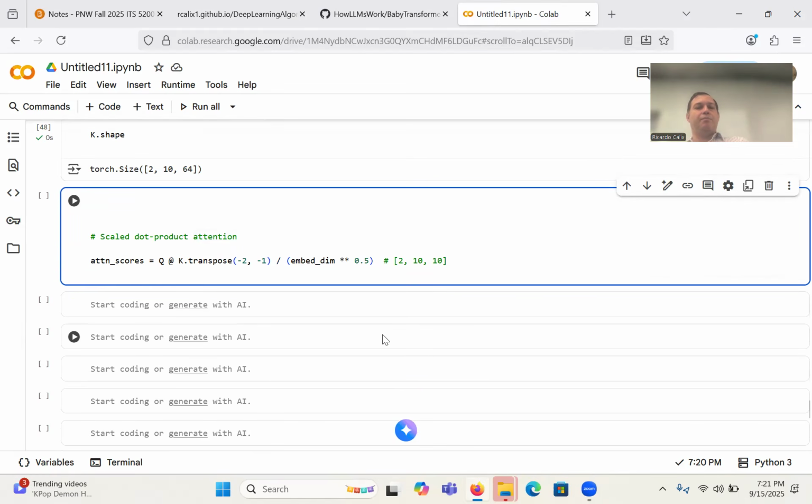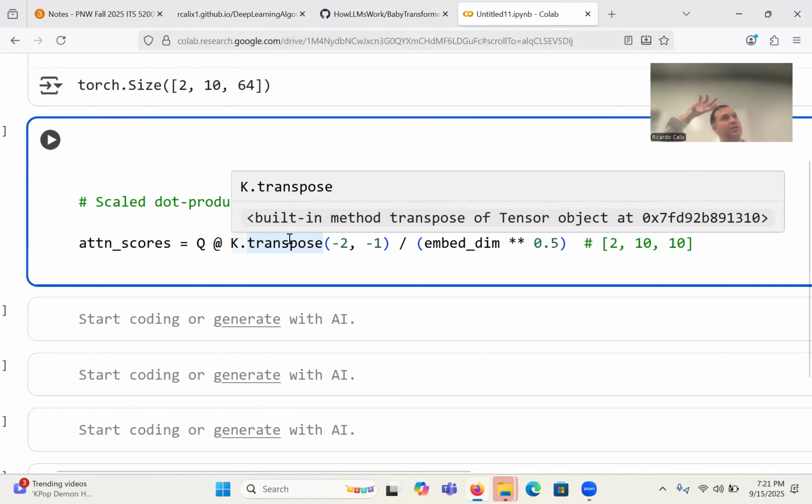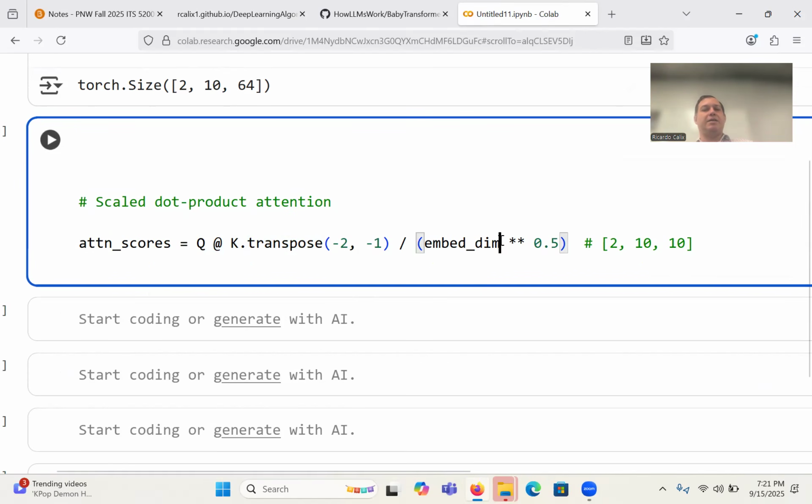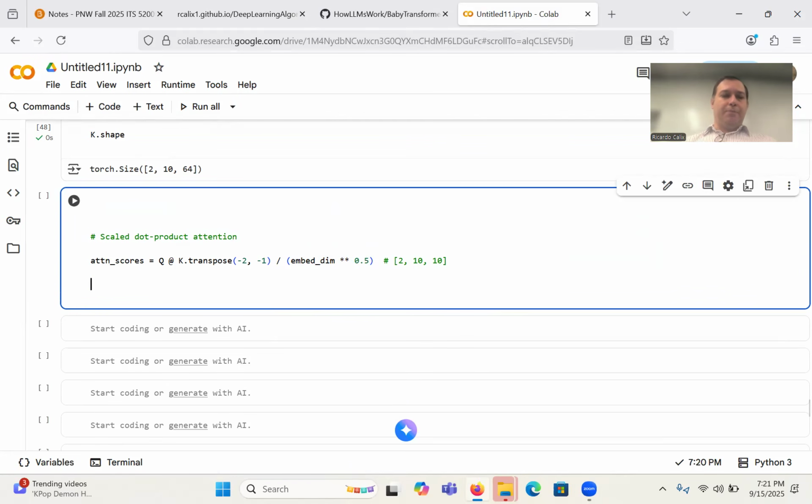But notice here, it's the K. Remember I said the @ just means matrix multiplication. So it's KQ, you transpose this. Remember we did an example in the tensor just to align it properly. And then I'm dividing this. This is like a regularization that's in the paper. Okay?